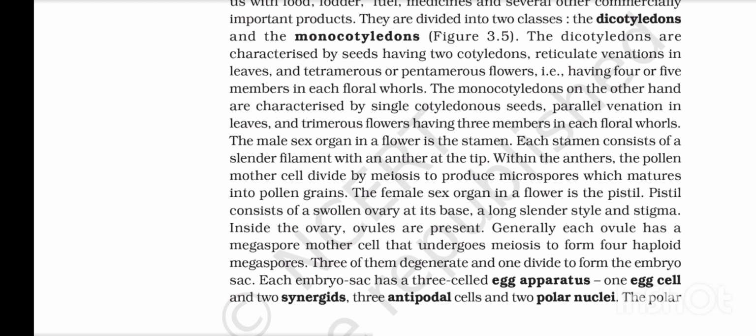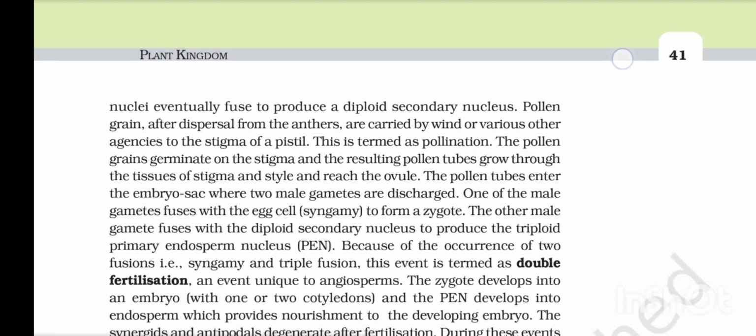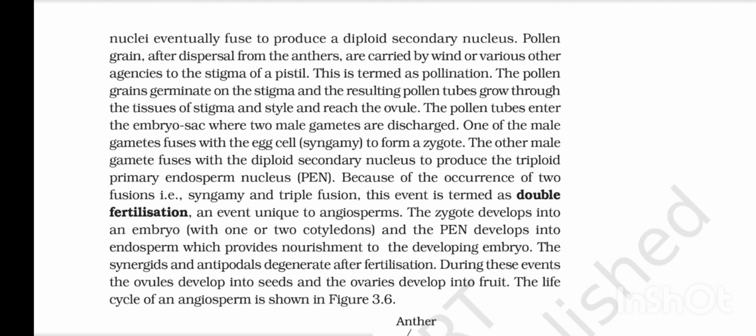Within the anthers, the pollen mother cells divide by meiosis to produce microspores, which mature into pollen grains. The female sex organ in a flower is the pistil. The pistil consists of a swollen ovary at its base, and a long slender style and stigma. Inside the ovary, ovules are present. Generally, each ovule has a megaspore mother cell that undergoes meiosis to form four haploid megaspores. Three of them degenerate and one divides to form the embryo sac. Each embryo sac has a three-celled egg apparatus, one egg and two synergids, three antipodal cells and two polar nuclei. The polar nuclei eventually fuse to produce a diploid secondary nucleus.